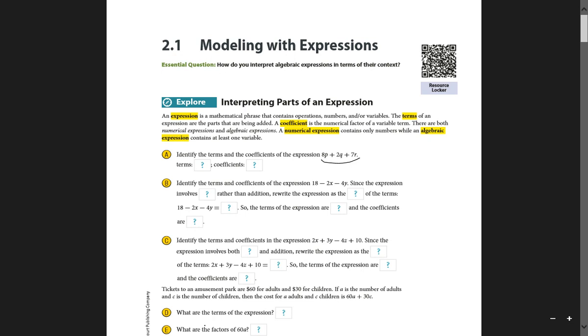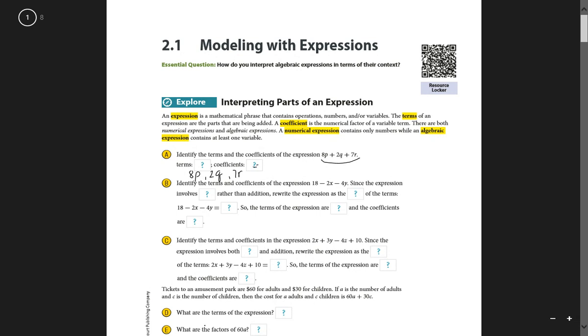When you say terms, they are the expressions after being added, or after every operation. So the terms are 8p, 2q, and 7r. So there are three terms there. When you say coefficient, it is the numerical factor of a variable term. So what are the coefficients here?